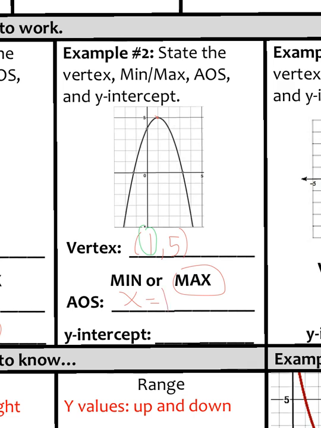And then our y-intercept, where it's crossing, is right there. And we write it as coordinates, so there's no left or right on that, so that's 0, and we went up 4, so 0, 4.